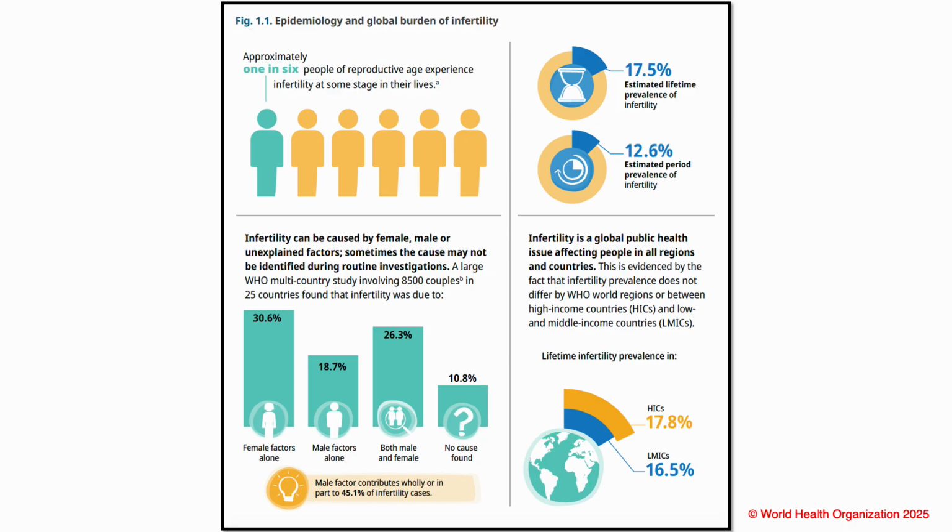And the estimated lifetime prevalence of infertility is 17.5%, and estimated period prevalence of infertility is 12.6%. So this is what the epidemiology of the infertility is.